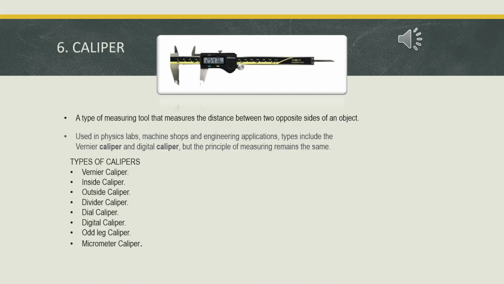The oldest caliper is the one that was found near the Italian island Giglio in a ship from the 6th century BC. The modern caliper was invented in 1851 and it could read to thousandths of an inch. It was also a very cheap tool, which means that ordinary machinists could afford it. There are 8 types of calipers: Vernier caliper, inside caliper, outside caliper, divider caliper, dial caliper, digital caliper, odd leg caliper, micrometer caliper. I will discuss all these types in the next slides.